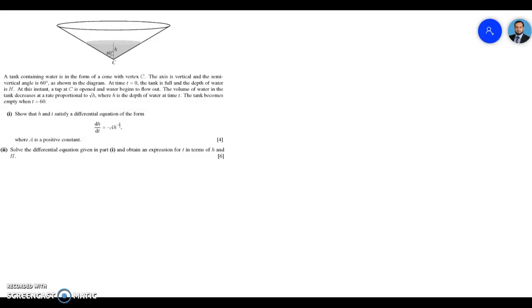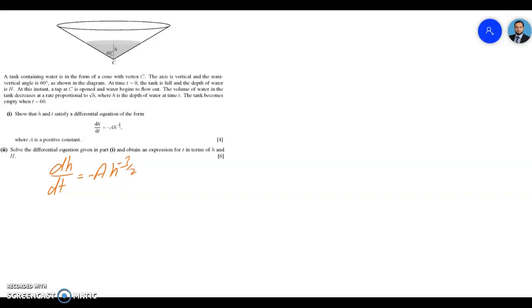In this video, we're going to look at the second part of this question, where we have to solve the differential equation and obtain an expression for t in terms of h and capital H. As you remember, we proved this in the previous video. So this was our proof. Now we need to solve this differential equation.